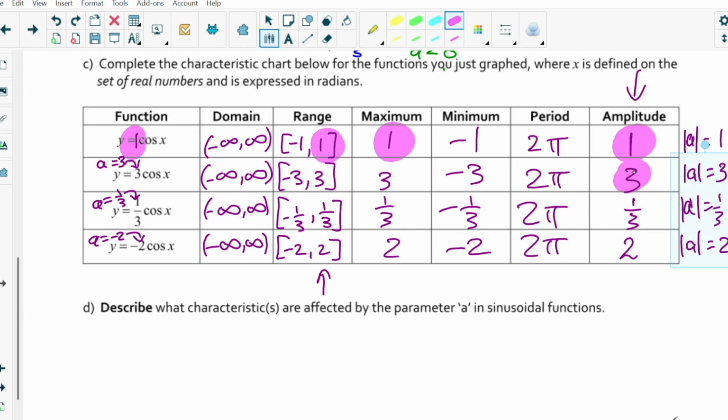So I'll highlight that to show you: 3, 3. So the 1 and the 1 here, 3, 3. Maximum of 3, max range of 3, a value of 3. Absolute value of a, 1/3, 1/3 for the amplitude, maximum 1/3, high value on the range 1/3. Absolute value of a is 2, amplitude of 2, maximum of 2. Range maximum is 2, absolute value of a is 2. Okay?